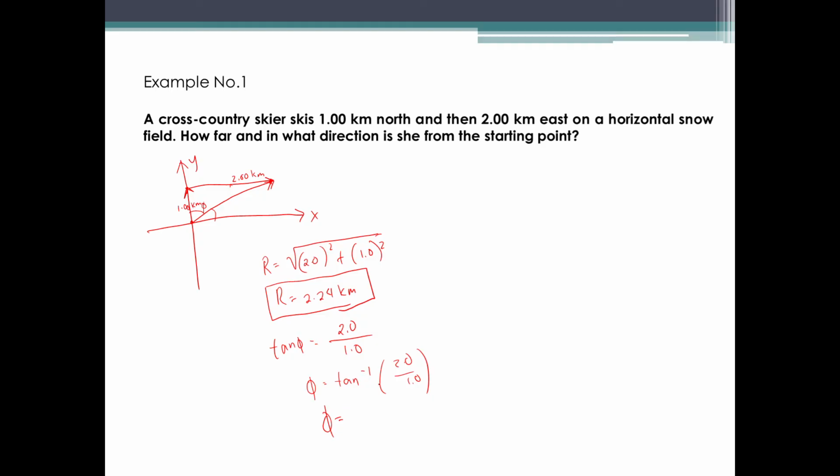You have that one. Please solve. Okay. Now for the third. The answer is 63 point, what is the 63.43? Now, 63 point, so in what direction is 63.43, class?